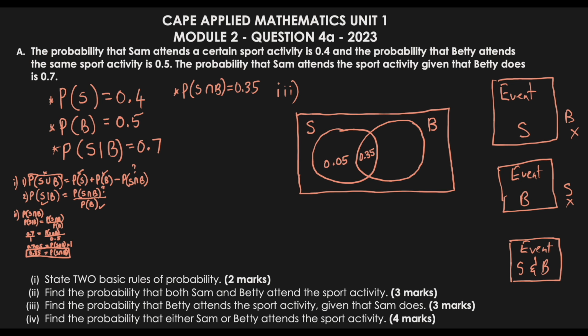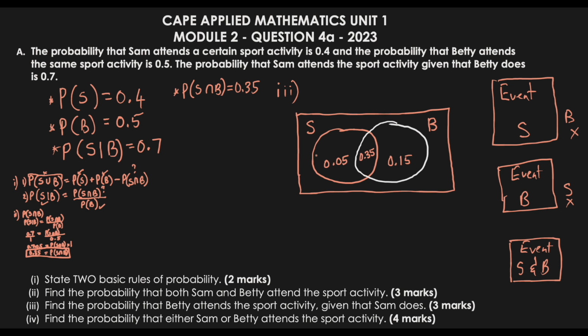Let me change the colors of these circles. Alright, so we have this now. Now the next thing that we need to figure out is for B. So B is 0.5. So likewise, B would be 0.5 minus 0.35, because we got 0.5 from here, which would be 0.15. So just putting that out there in case we need it.